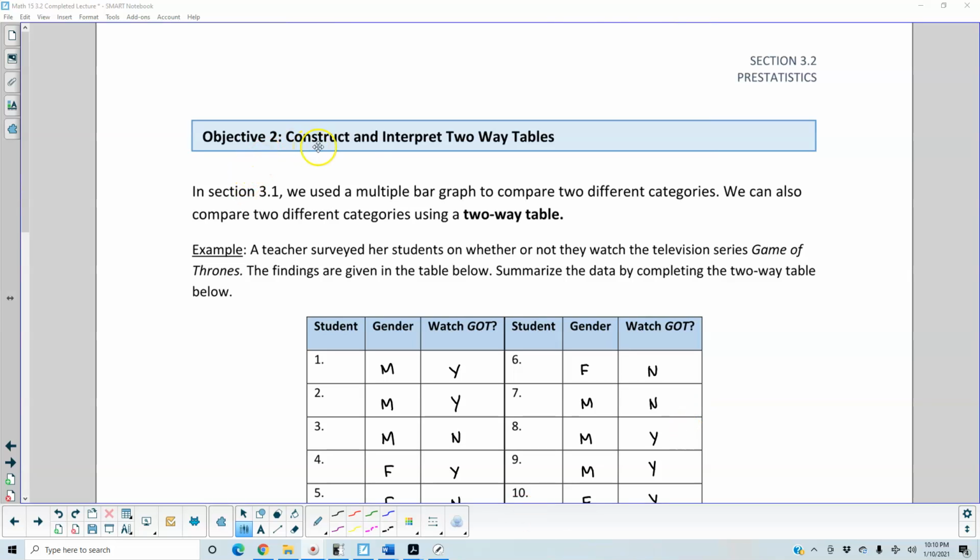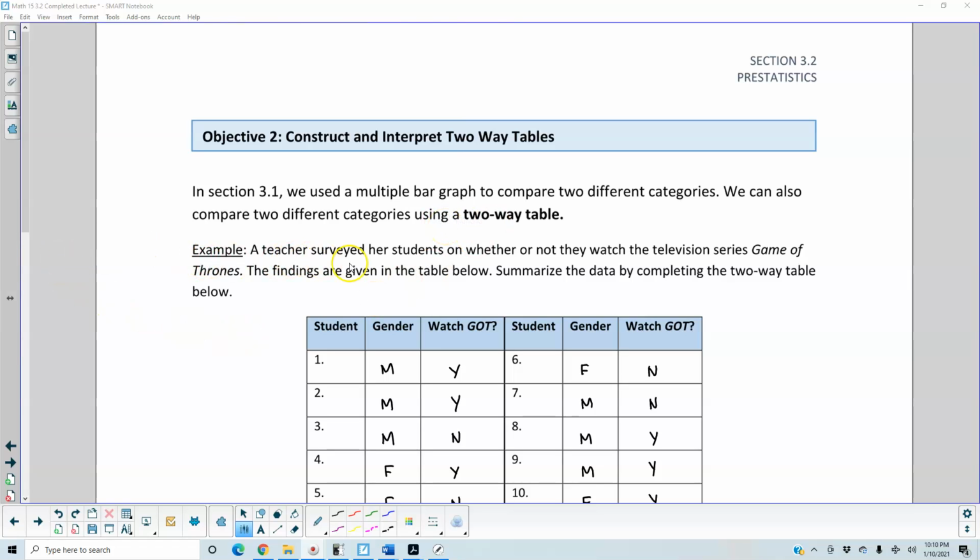Objective 2. Construct and interpret two-way tables. In section 3.1, we used a multiple bar graph to compare two different categories. We can also compare two different categories using a two-way table.